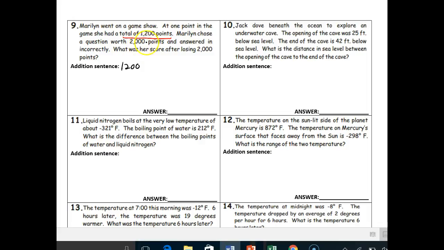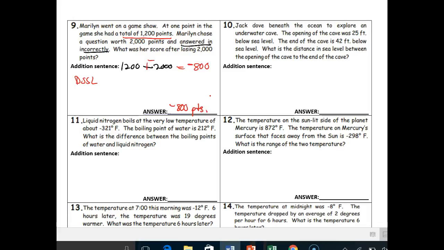Marilyn chose a question worth 2,000 points, so she risked it and answered it incorrectly. So that means she's going to lose 2,000, right? When you answer incorrectly on Jeopardy, you lose the points. What's your score after losing 2,000? So keep, change, change. This is again DSSL. 2,000 minus 1,200 should give you 800, but remember, you want to keep it negative because you had more negative, so negative 800 points.